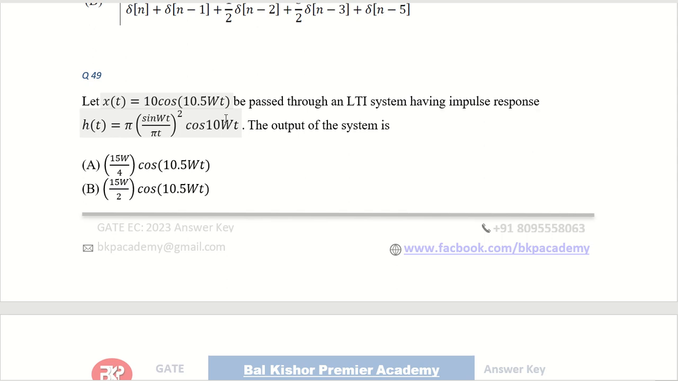Then question number 49, the option that you will get for 49 is option A. 15W by 4 cos 10.5 WT.